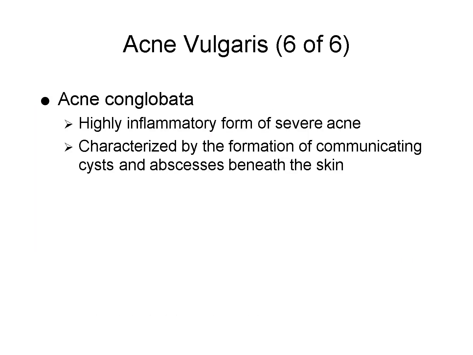Acne conglobata is a severe, chronic form of acne that causes interconnected abscesses and deep cysts beneath the skin. It often results in significant scarring and psychological distress. Early aggressive treatment is needed to prevent permanent damage. This form is more common in males and may persist into adulthood.